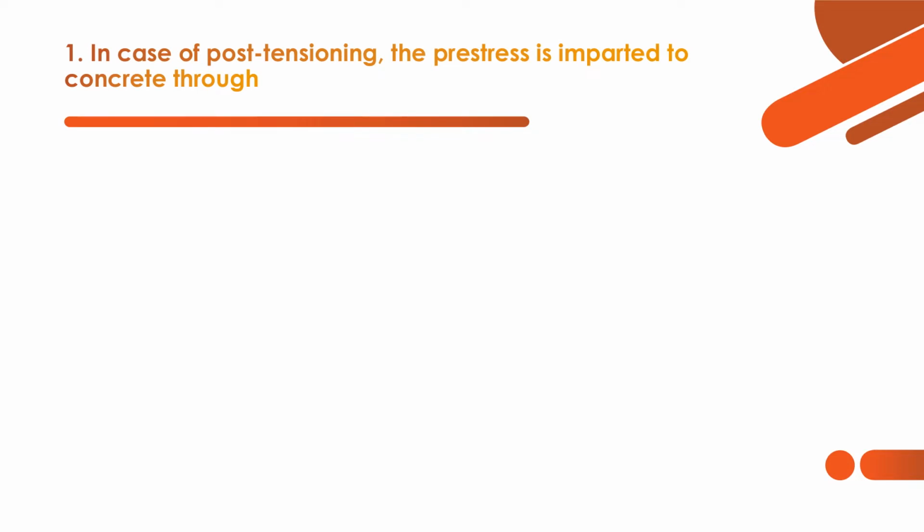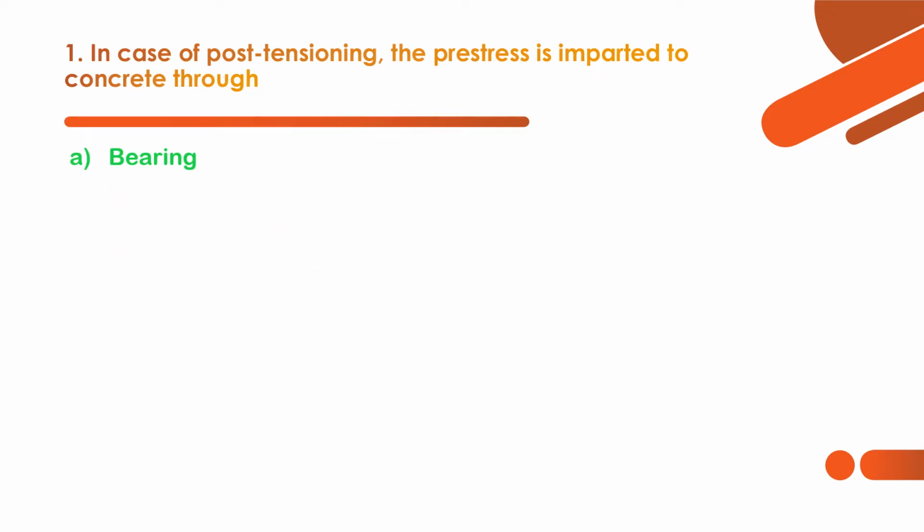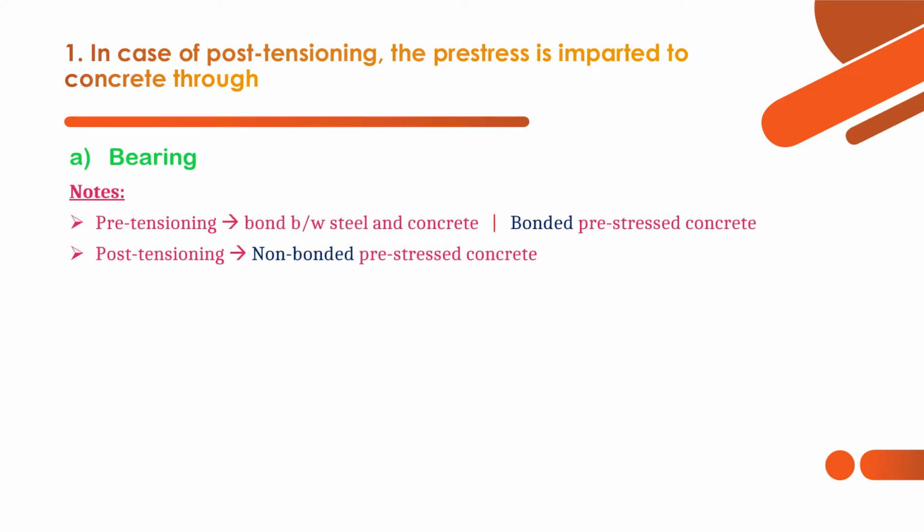In case of post tensioning, the prestress is imparted to concrete through? So how is the prestress imparted to concrete in case of post tensioning? We have two things, pre-tensioning and post tensioning. Here in this question they have mentioned post tensioning. The correct option is option A, bearing. So through bearing we can impart prestress to the post tensioned concrete beam.